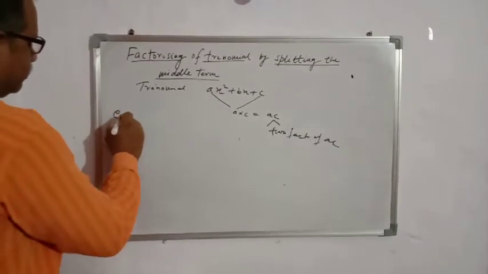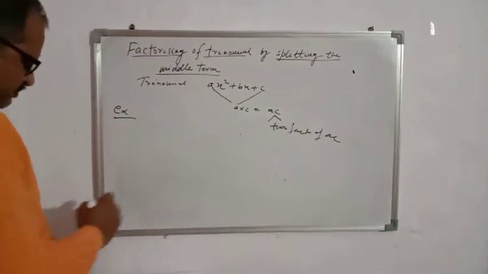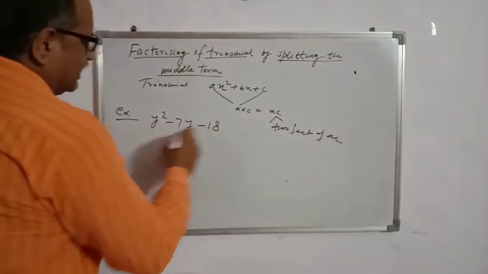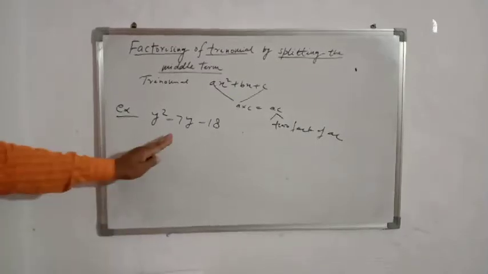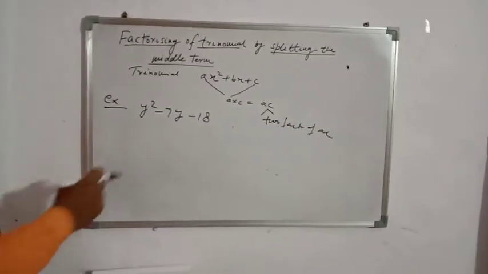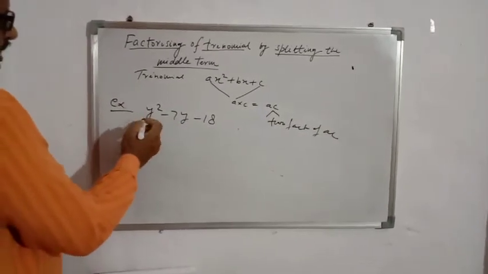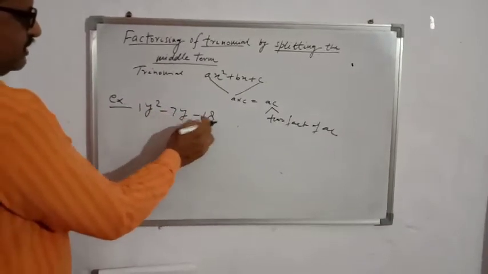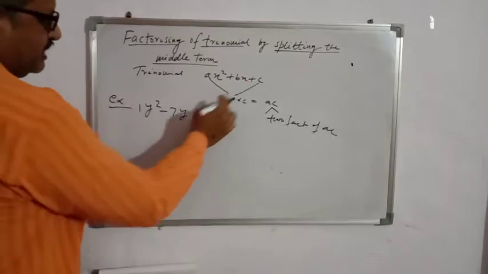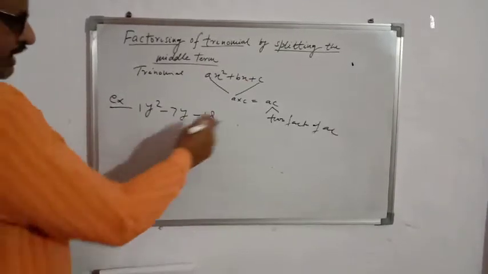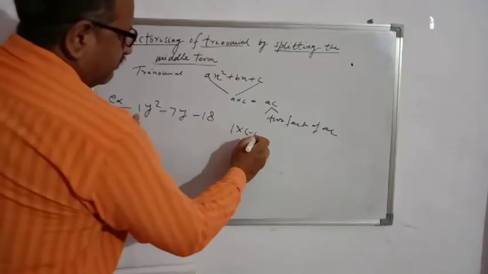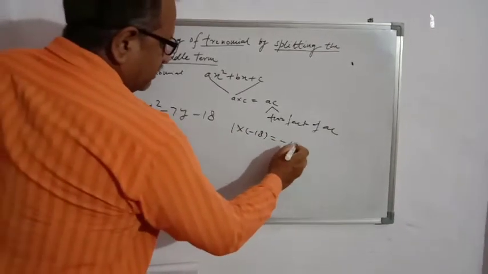See one more example: y square minus 7y minus 18. Here the variable is y and the coefficient of y square is 1. The coefficient of y is minus 7. The constant term c is minus 18. Again apply this method. 1 into minus 18 will be minus 18.